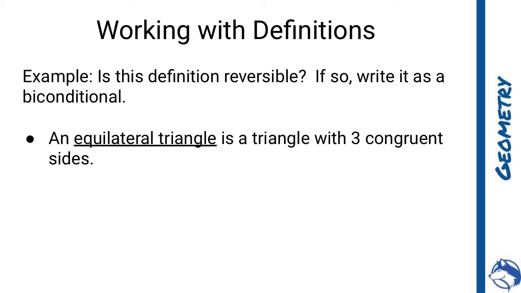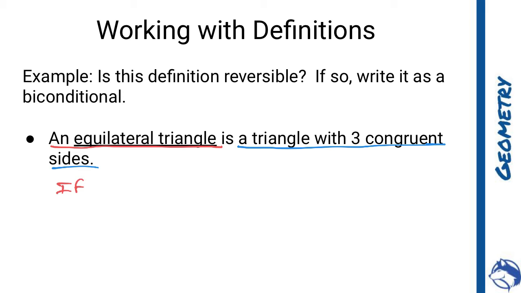So working with definitions, this is an example where we want to see if this definition is reversible. If so, we're going to write it as a biconditional and see if it works. So an equilateral triangle is a triangle with three congruent sides. I'm going to start off by splitting it into two different pieces. My first piece is an equilateral triangle, and my second part is a triangle with three congruent sides.